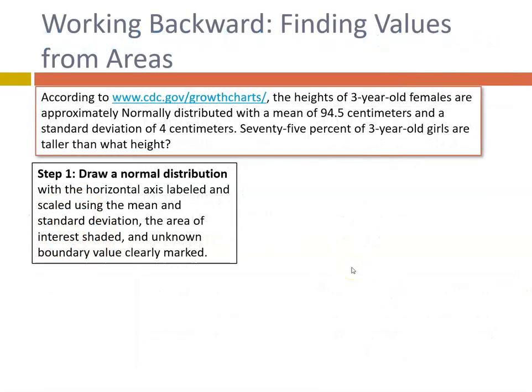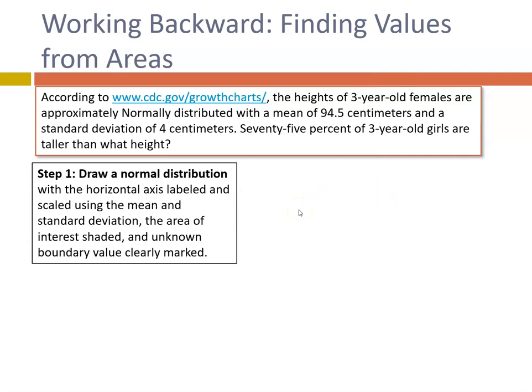Let's look through an example here. According to the CDC, the height charts of 3-year-old females are approximately normally distributed, with a mean of 94.5 and a standard deviation of 4. 75% of 3-year-old girls are taller than what height?